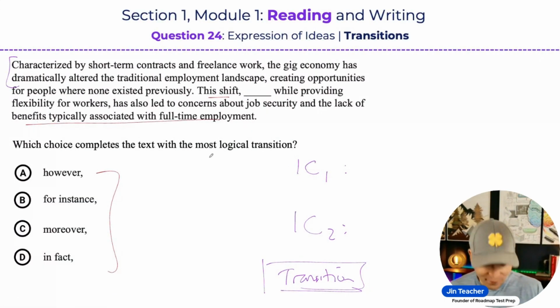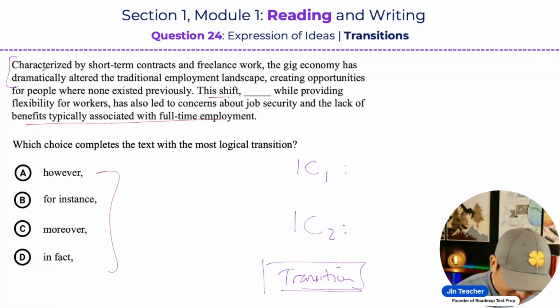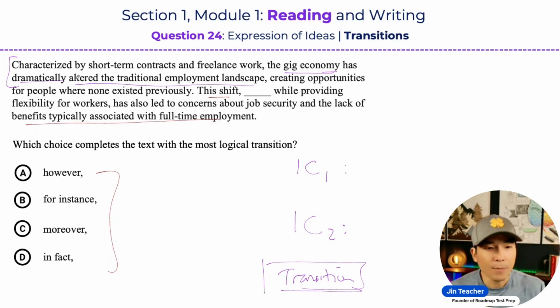So the first independent clause says, characterized by short-term contracts and freelance work, the gig economy has dramatically altered the traditional employment landscape, creating opportunities for people where none existed previously. So before we move on to the second sentence, let's unpack this.